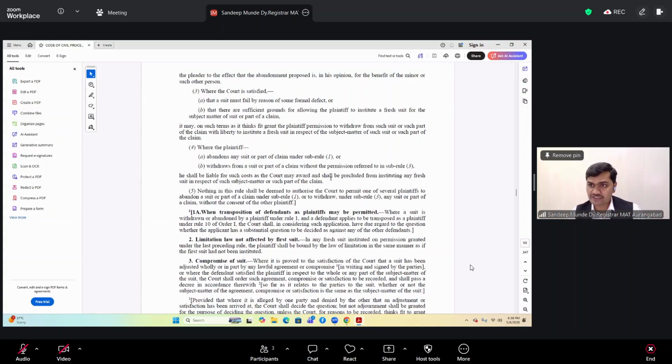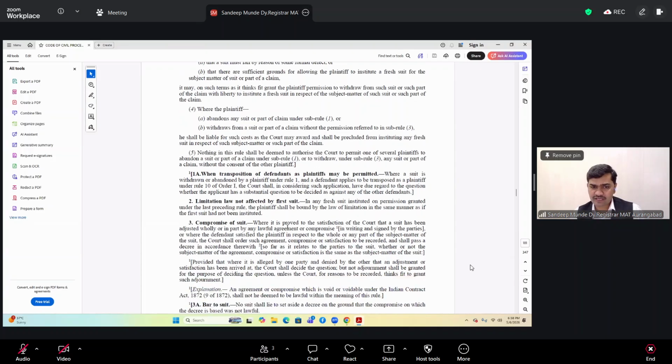Order 1 is the parties to suit, Order 10 for the necessary parties. The court shall, in considering such application, have regard to the question whether the applicant has a substantial question to be decided as against any of the other defendants. So, if the plaintiff abandons his claim or withdraws the suit, any of the defendants may file an application under Order 1 Rule 10 that he may be transposed as a plaintiff in the suit.